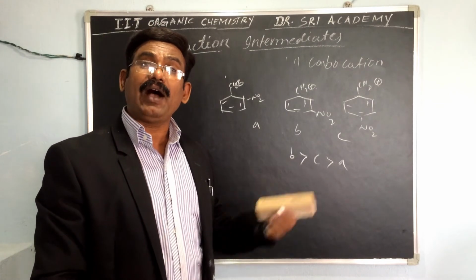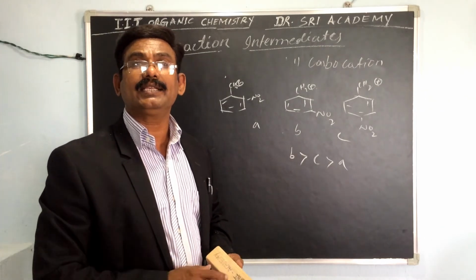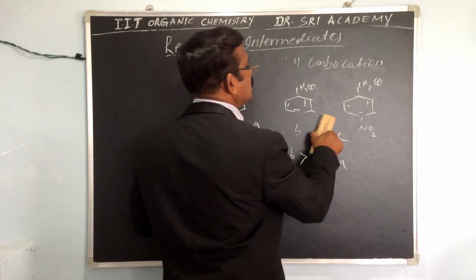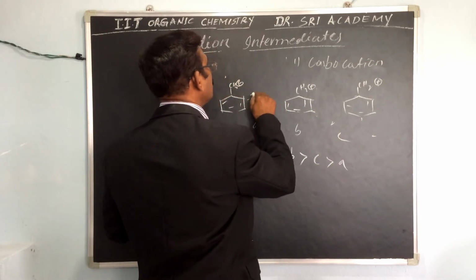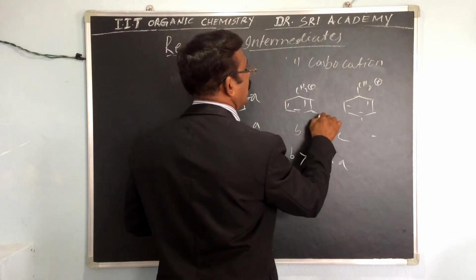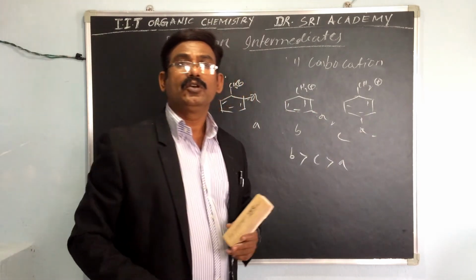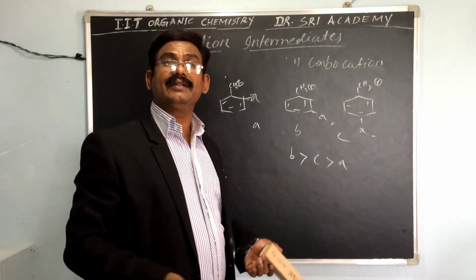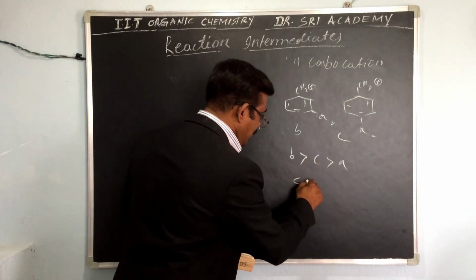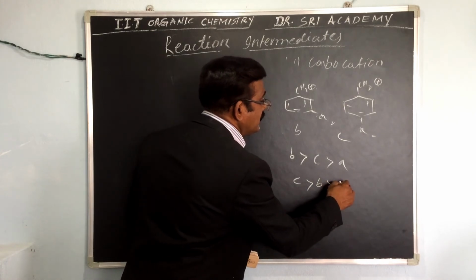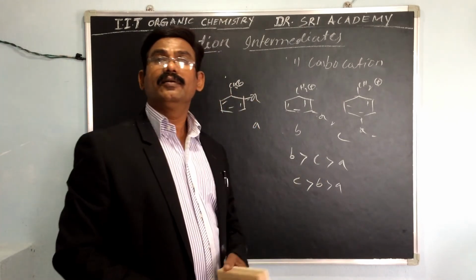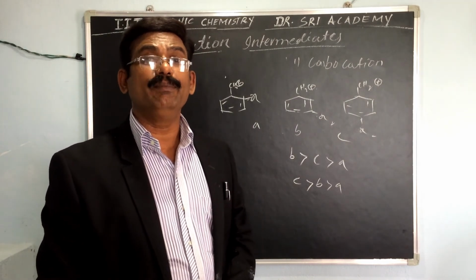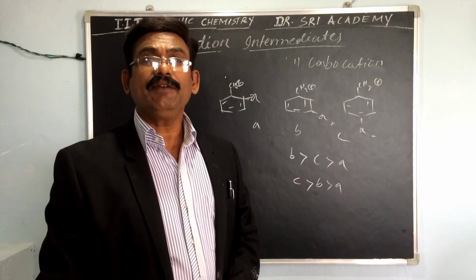And if halogens are there, what happens? In the case of halogens, X, what is the order? The order will change. Now C is greater than B. This is the order of stability of the carbocation.